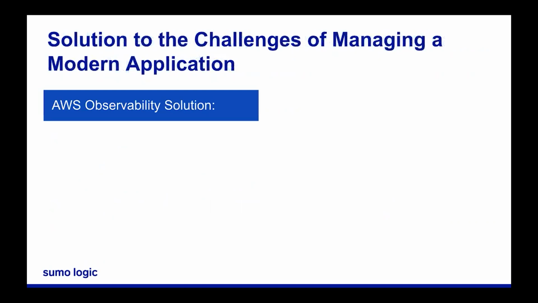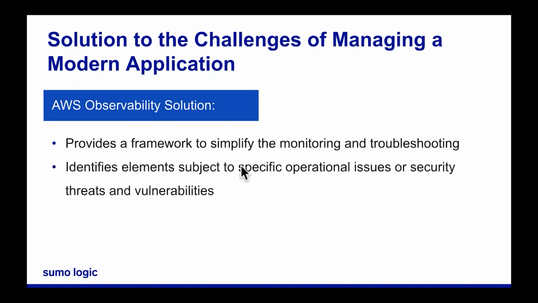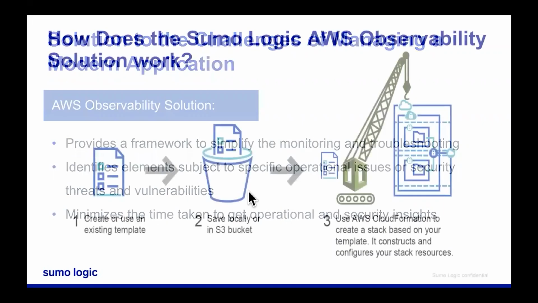So with our AWS solution, when you spin up an AWS environment, we're going to install a bunch of extra dashboards and a bunch of things for you so that you can see transparently across your environment. We're going to provide a framework to simplify the monitoring and troubleshooting of this environment. We're going to identify elements subject to specific operational issues, security threats, and vulnerabilities. And we're obviously going to reduce the time it takes to get operational and security insights. I'll say that we get that down to probably 20 minutes before you start getting some data.